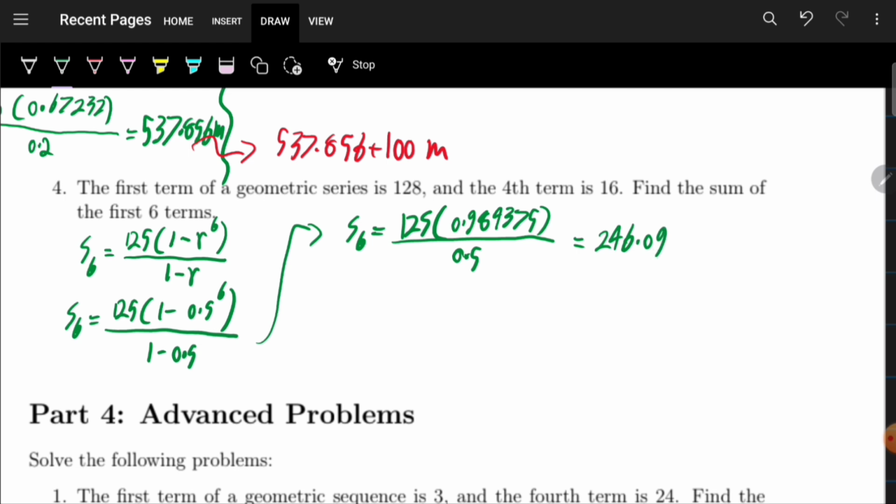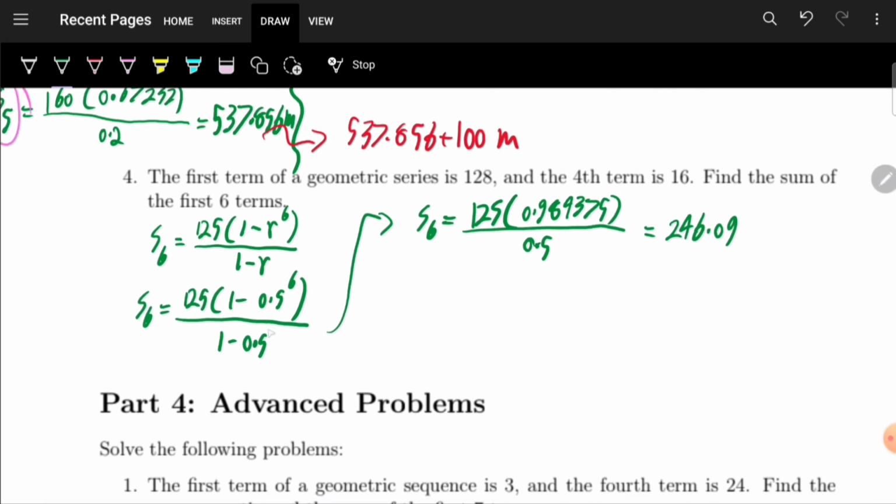246.09. No, something isn't right here. We can't have the sum of the terms be a decimal. Okay, let's see what happened. I think I might have plugged this in incorrectly. Let me try this again. 1 minus 0.5 to the power of 6. Okay, so it's that number. This was 128. Sorry. First term was 128, not 125.